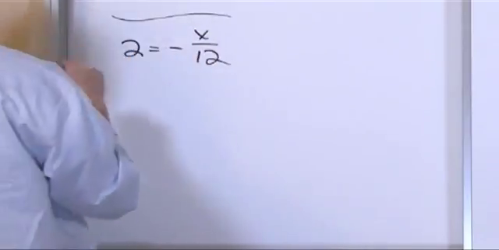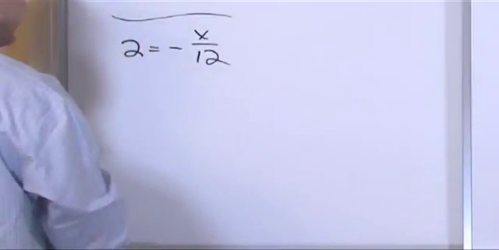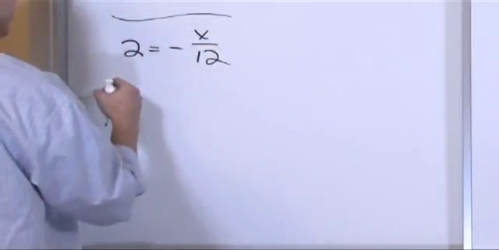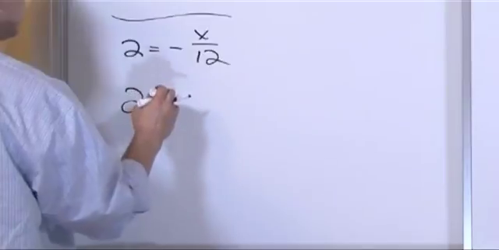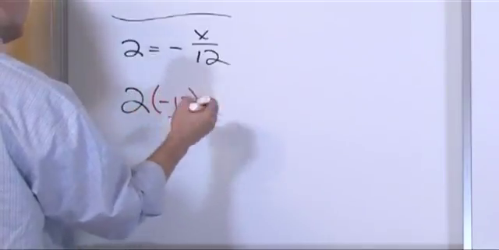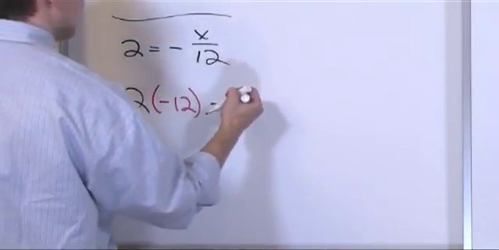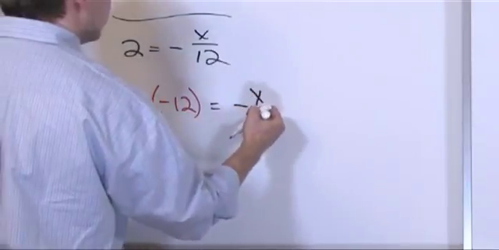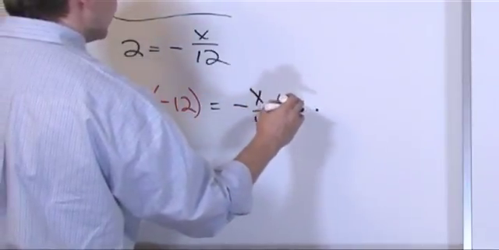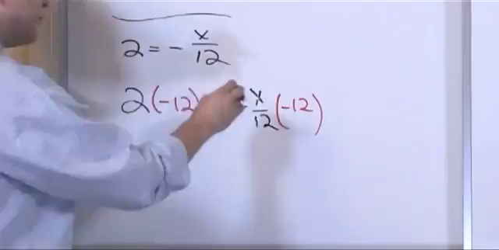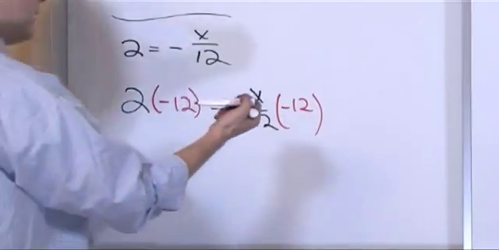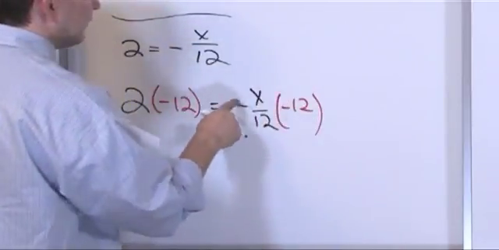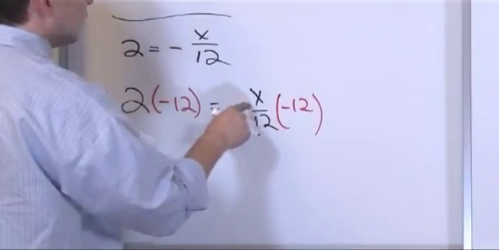So you want to get x by itself. What you need to do is multiply because you've got division going on here. So you have 2. Let's multiply by negative 12. Because on this side I'm going to have negative x over 12, I'm going to multiply by negative 12. The reason I'm multiplying by negative 12 is because like I told you, this negative sign can float. It can go up or it can go down.